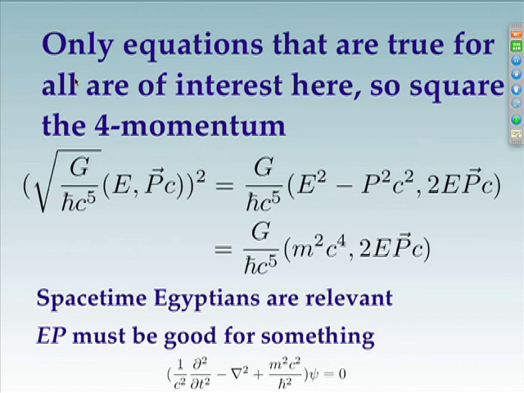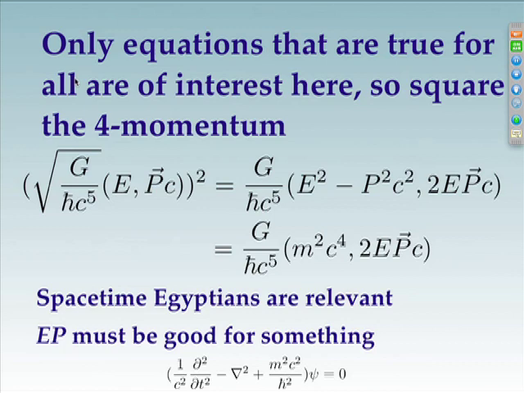Okay, so I want to only work with equations that are always true. So what I do is I square this four momentum, and you get E squared minus p squared, and you get that m squared c to the fourth thing. And this is all I ever use, okay? And this, again, makes me rather odd. People are so at peace with E equals mc squared that you just choose a frame where p equals zero. It's like, no, I won't do that, because if I choose that reference frame, somebody else can choose another, and it won't quite be true.